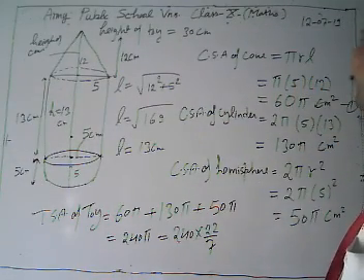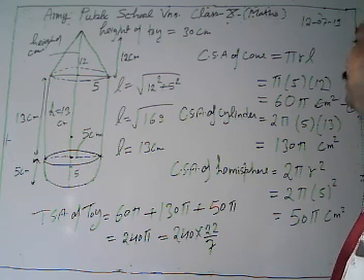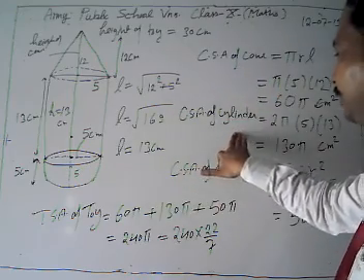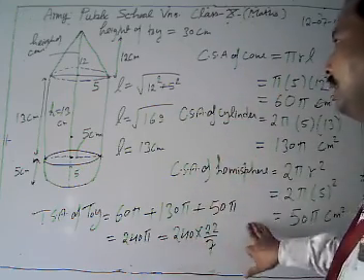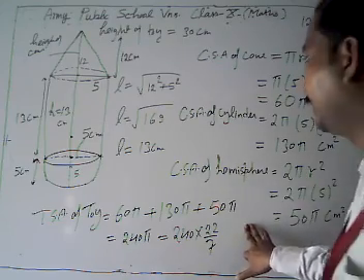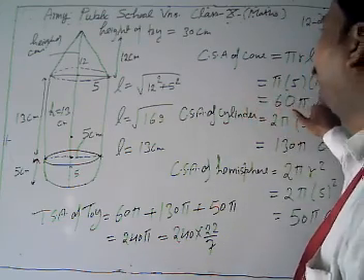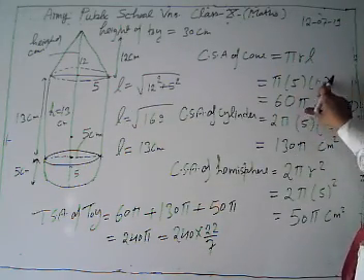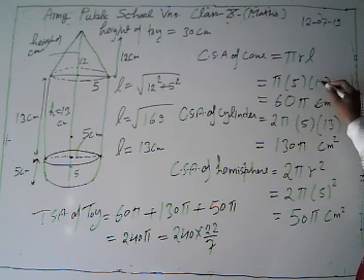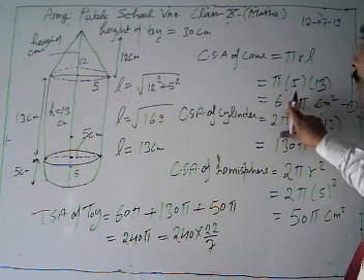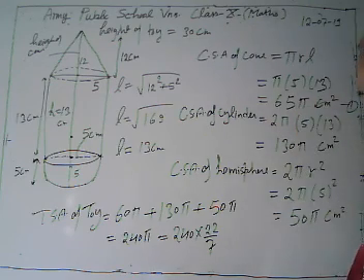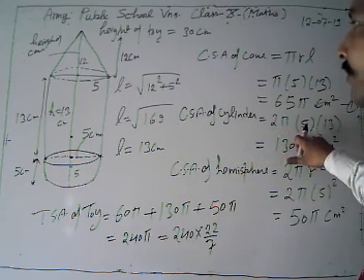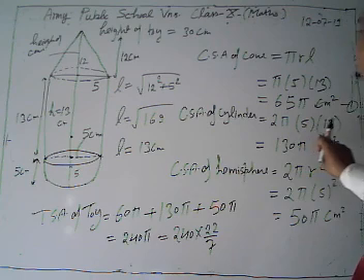We have pi r l, with l 13. Look, we have found the CSA of cone, CSA of cylinder, and CSA of hemisphere. Now we have to find the total surface area of the toy. Then we put the value of pi, r is 5, l is 13. Sorry, it's 13 there. It's already 65 pi. Then we find the CSA of cylinder, 2 pi r h, with r is 5 and h is 13.